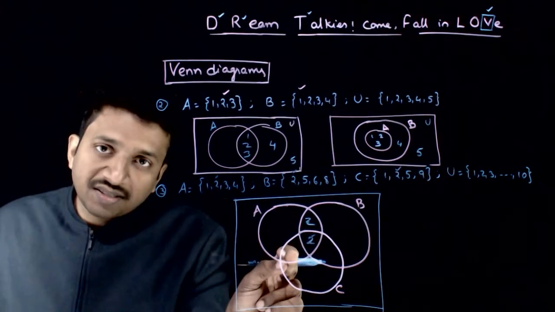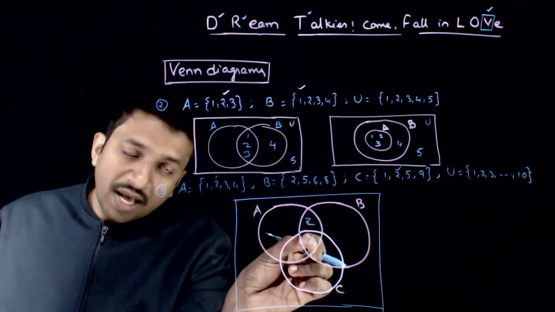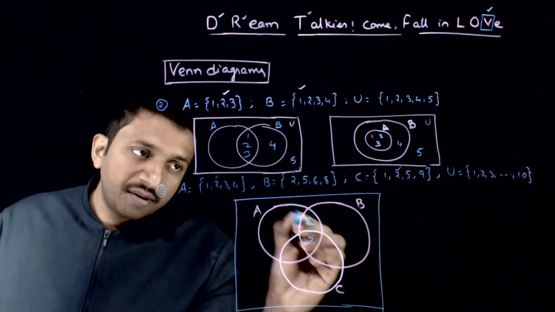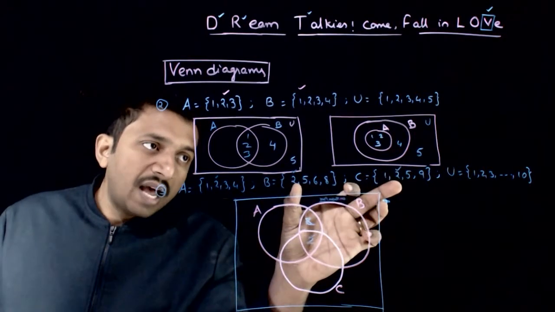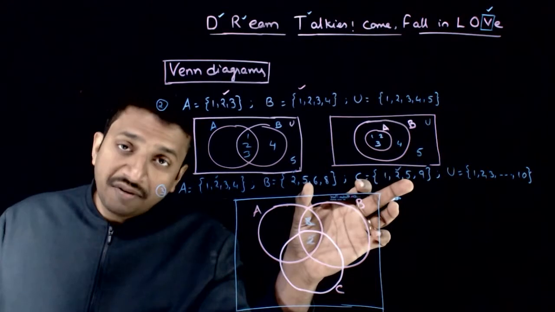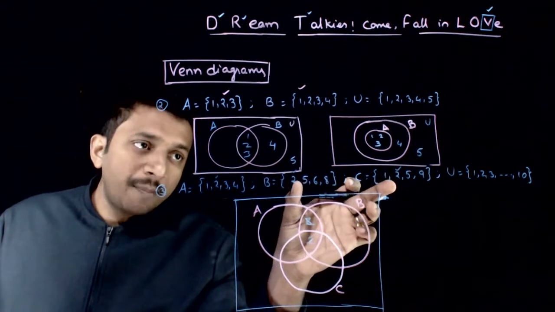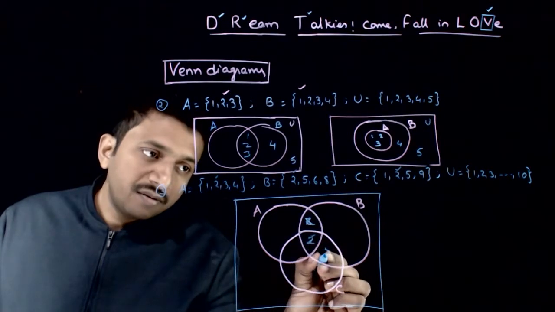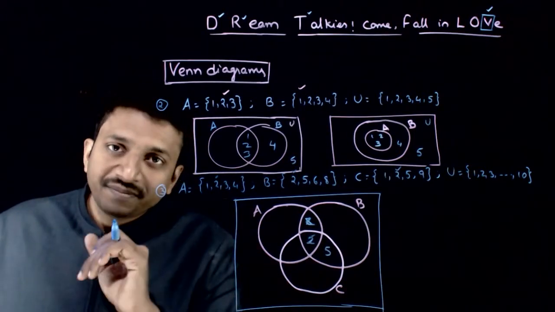Next, if you go for this, this is the common part of A and C. Already 2 has been obtained in this. There are no elements here. So let us look at B and C. Sorry, this is for B and C. For B and C, apart from 2, you have a 5 common. So 2 has already been written. 5 is present in B and C but not in A.